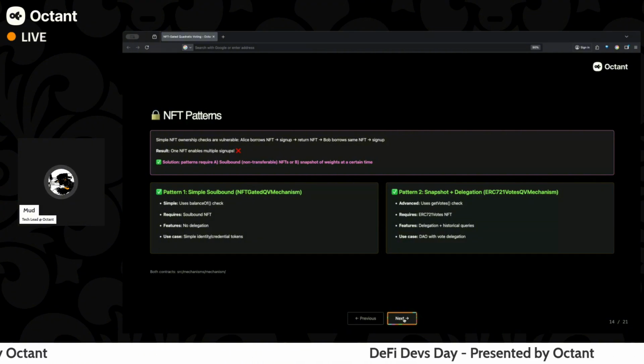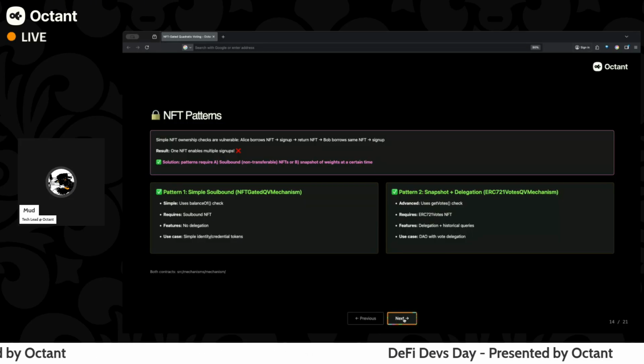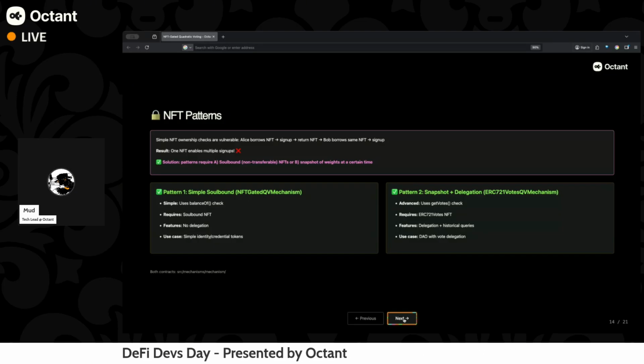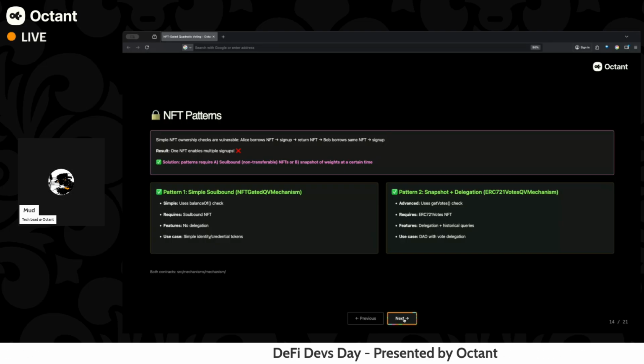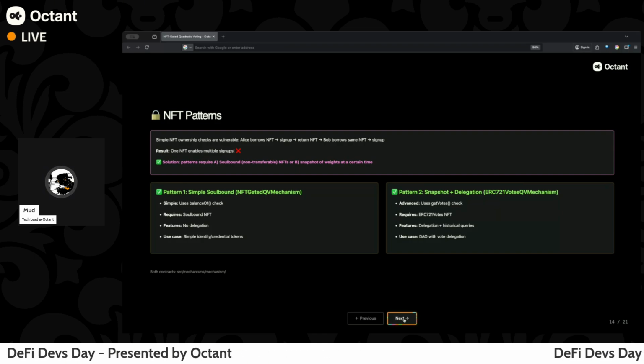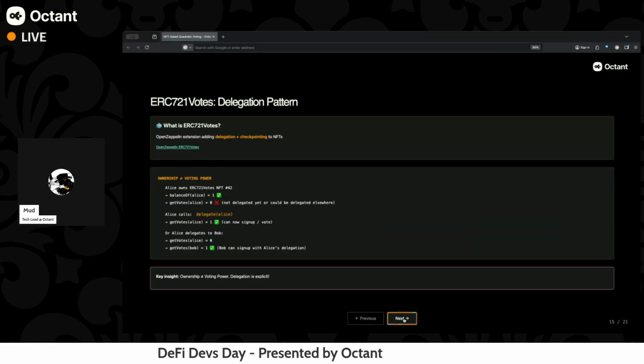And so the solution, or the proper architecture rather, would be to require either a soul-bound NFT, which is something that essentially is not transferable, so that you know it can only be used once, and then you can mark it off, or an ERC20 votes or ERC 721 votes mechanism, where you can use an OpenZeppelin standard in order to checkpoint how many votes someone has, and this gives you the added benefit of delegation.